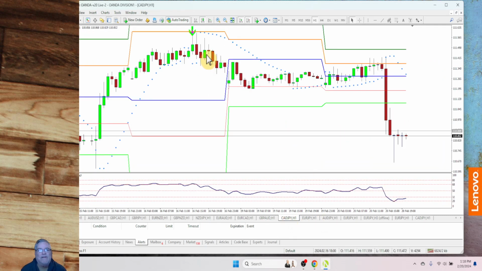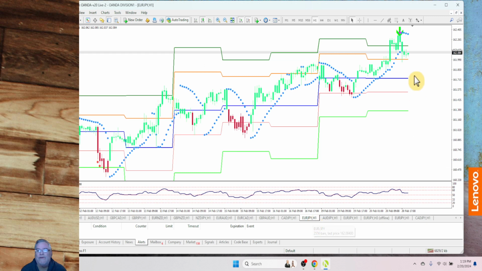CAD yen, there was the sell right there. You could have had a second opportunity, I believe. 111.60 was that high, and that high is 111.42. So yes, there was another opportunity to get short right there on the CAD yen. I am not in that one.